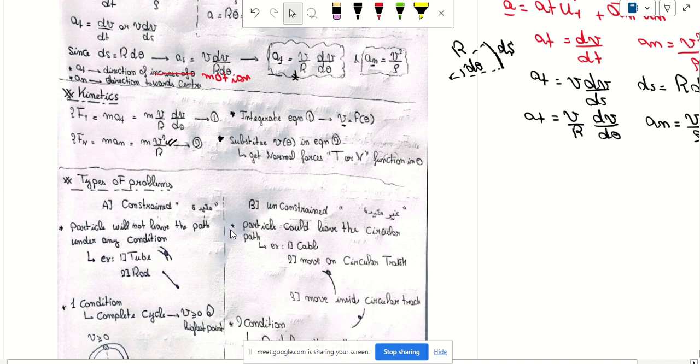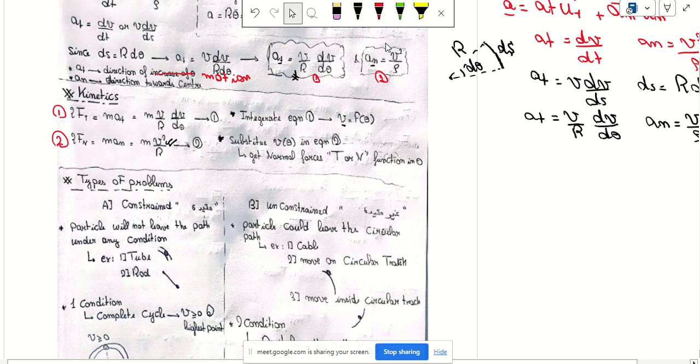So after we have introduced the kinematics, we only need two expressions: this is the first one and the second one, what is a_t and what is a_n. And second, passing through the kinetics, we just need to know two things. The first one is the equation of the summation Ft, and the second one is the equation in the n direction. Now we just need to divide our problems into two main types. The first one, let's say, is constrained, and the second one is unconstrained.